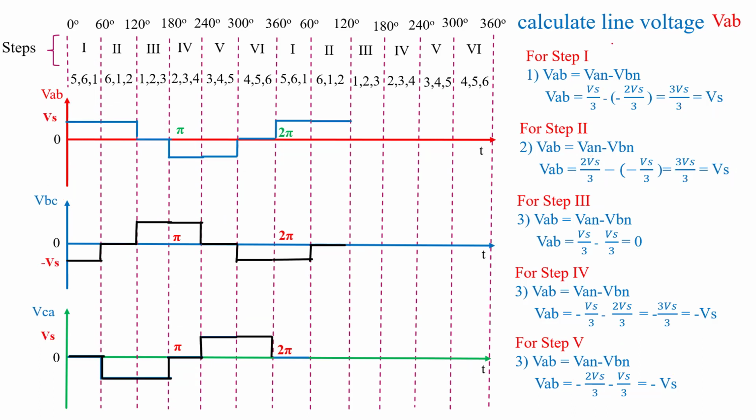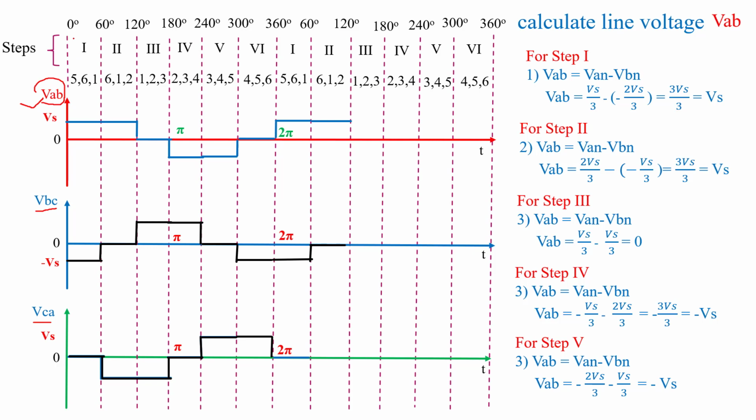So we already calculated the values for line voltage. Now we draw the waveform. Here we draw the waveform of VAB, VBC and VCA, but I am only drawing the waveform for line voltage VAB. Similarly, you have to calculate the line voltages VBC and VCA and draw the waveforms. First here we draw VAB.